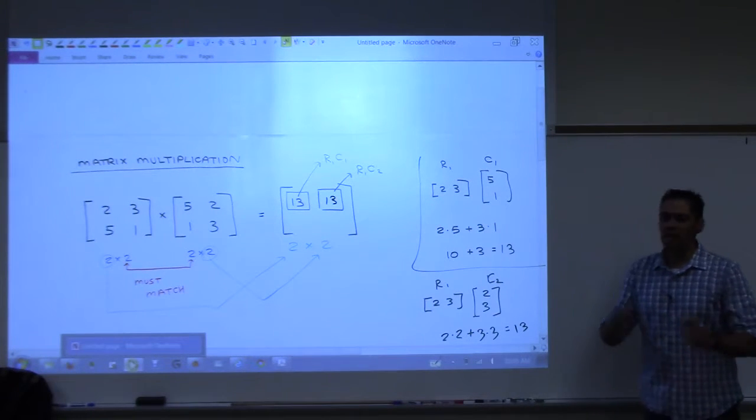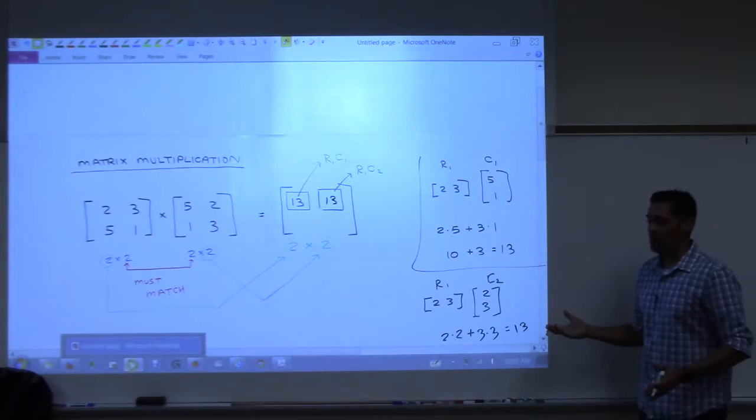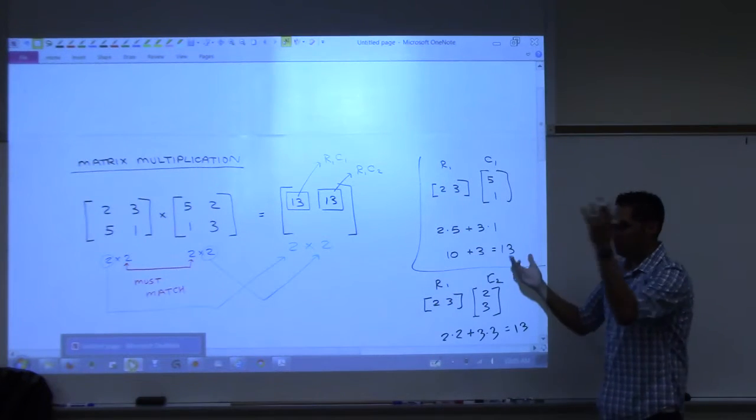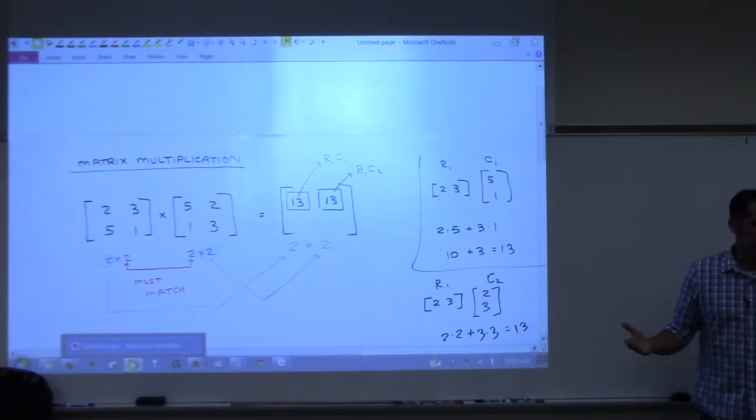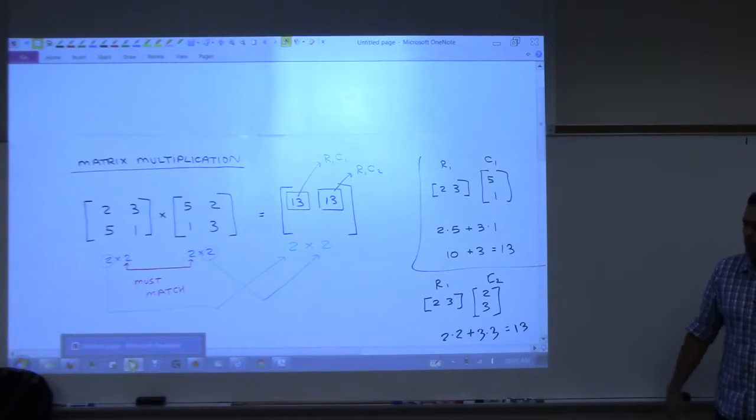I've seen probably a dozen ways to teach matrix multiplication. They're all equally great. This is the way that I've always done it. Hopefully it makes sense to you. The book, I'm sure, shows something a little different.